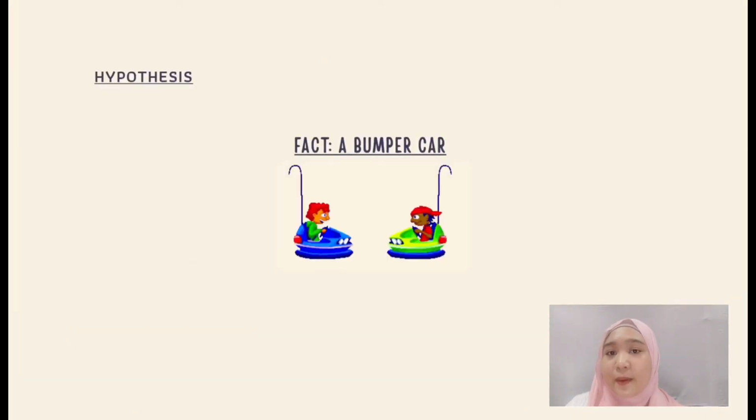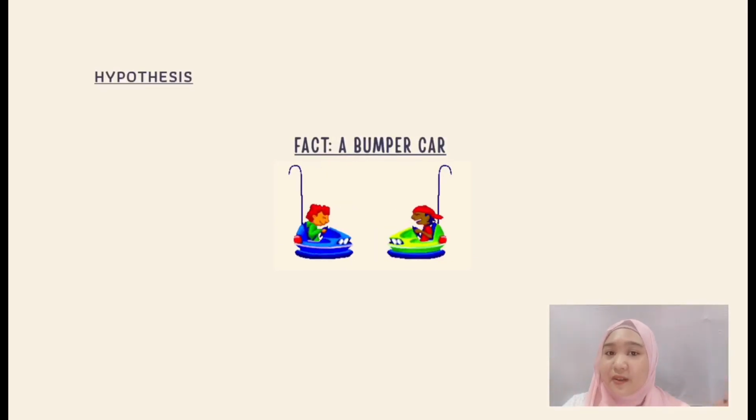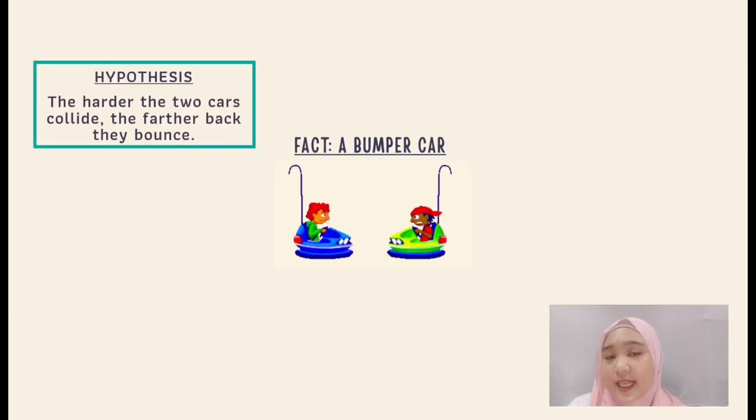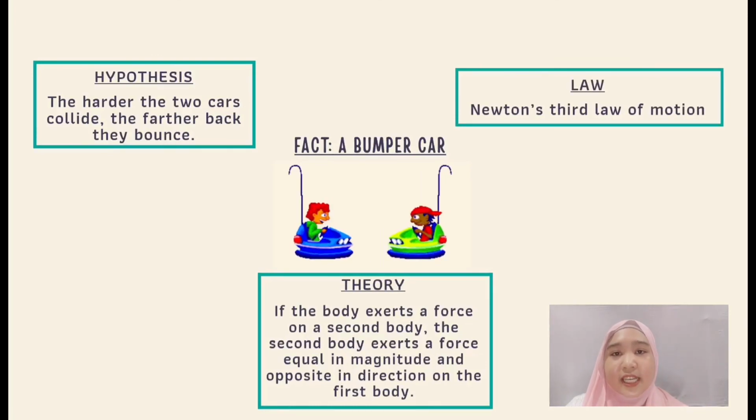Another example is a bumper car. Fact: 2 bumper cars bump each other and they bounce. A hypothesis that can be made is, the harder the 2 cars bump each other, the farther back they bounce. The relatable theory is, if one body exerts a force on a second body, the second body exerts a force equal in magnitude and opposite in direction on the first body. The law that we can state here is Newton's third law of motion. That's all for method of explanation and fact, hypothesis, theory and law in explanation.